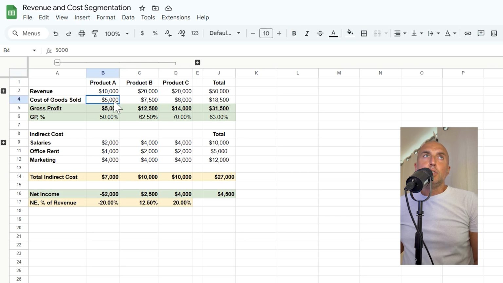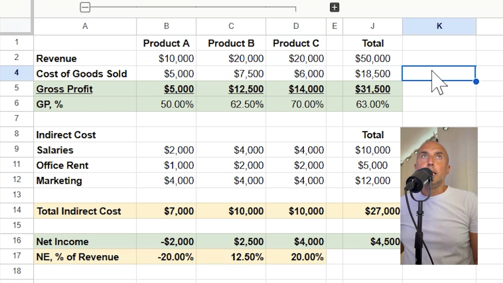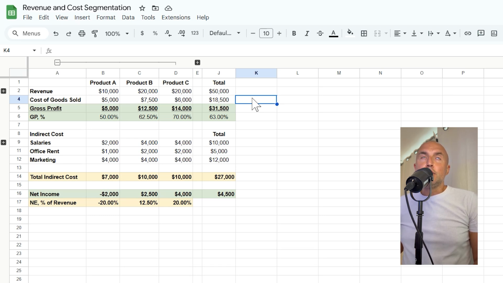And then you also need to make sure that your cost of goods sold, which is essentially your direct cost spent to make sure that revenue is generated, can also be segmented. The way to do it is in your accounting system, doesn't matter what that is, you need to create those tracking categories. And then for every single general ledger transaction ID, you need to make sure you assign that tracking category to it.